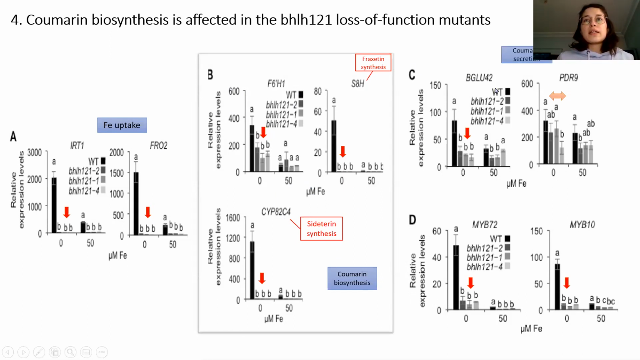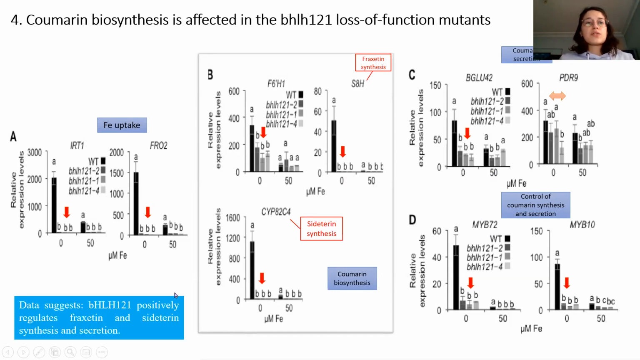In part C, again, we see the genes involved in coumarin secretion. Again, this one's iron deficiency induced expression was reduced. However, this one doesn't change that much. In part D, we see the genes involved in control of coumarin synthesis and secretion, and again their iron deficiency induced expression is reduced. So from this, we can say that BHLH121 positively regulates fraxetin and sideretin synthesis and secretion. They concluded that from this.